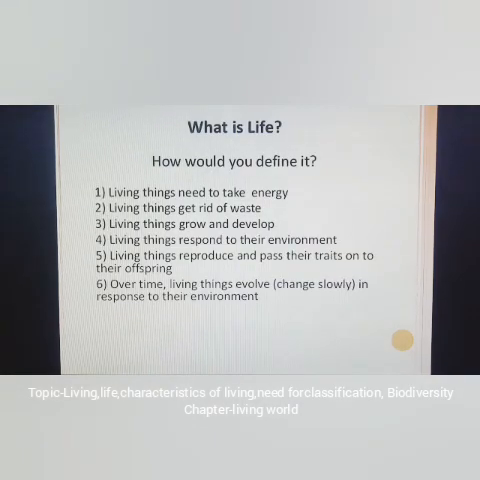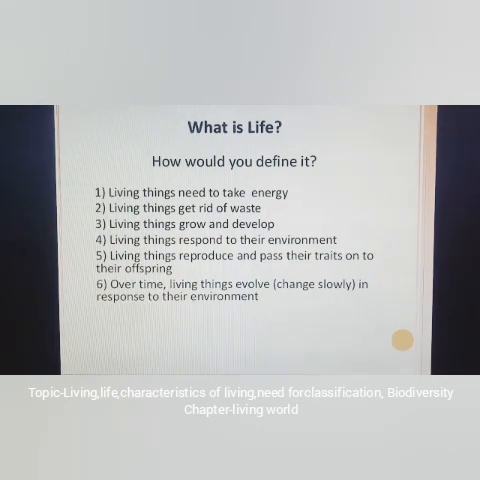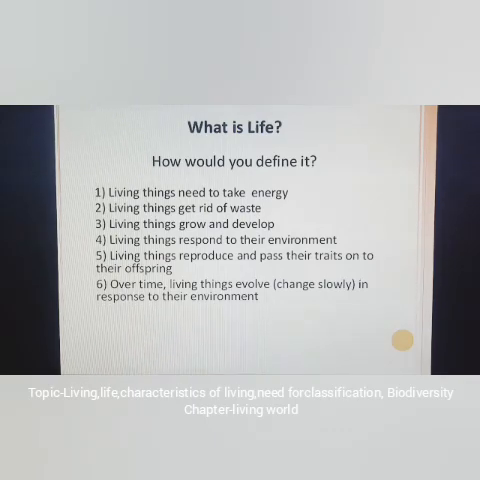It is written: living things need to take energy, living things get rid of waste, living things grow and develop, living things respond to their environment, living things reproduce and pass their traits on to their offspring, and over time living things evolve, changing slowly in response to their environment. That means these physiological processes: taking energy, waste releasing, growing and developing, responding to the environment, the reproductive process, as well as the evolutionary process.